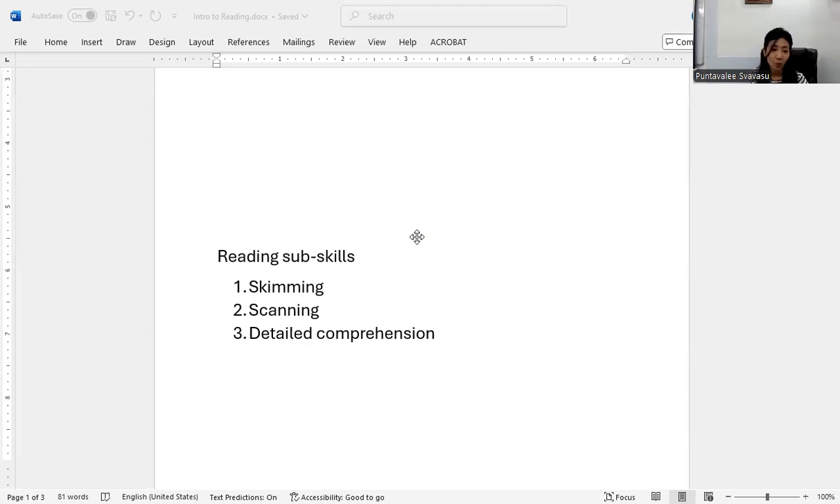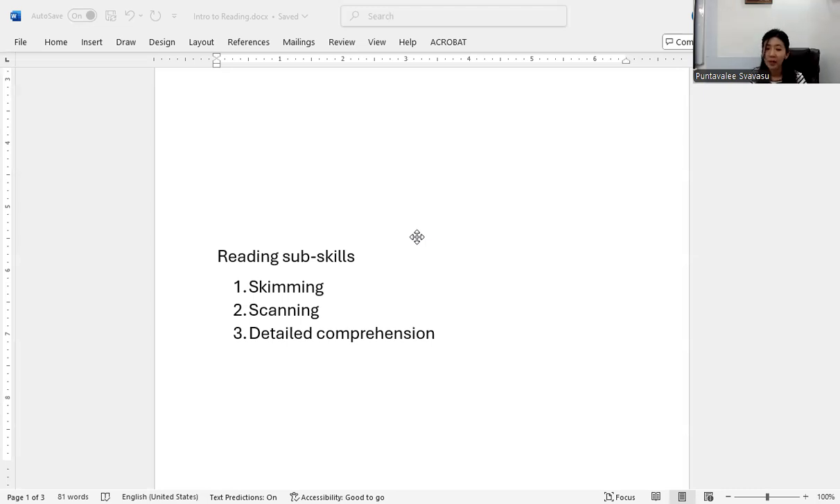Okay, and then the second one, scanning. Scanning is something you would do if you want specific information. You have a target in mind of what you want to know, and then you look for it in the reading text and scan it. If you get the answer, that's it. You basically stop reading because you already have the answer. So that is scanning.